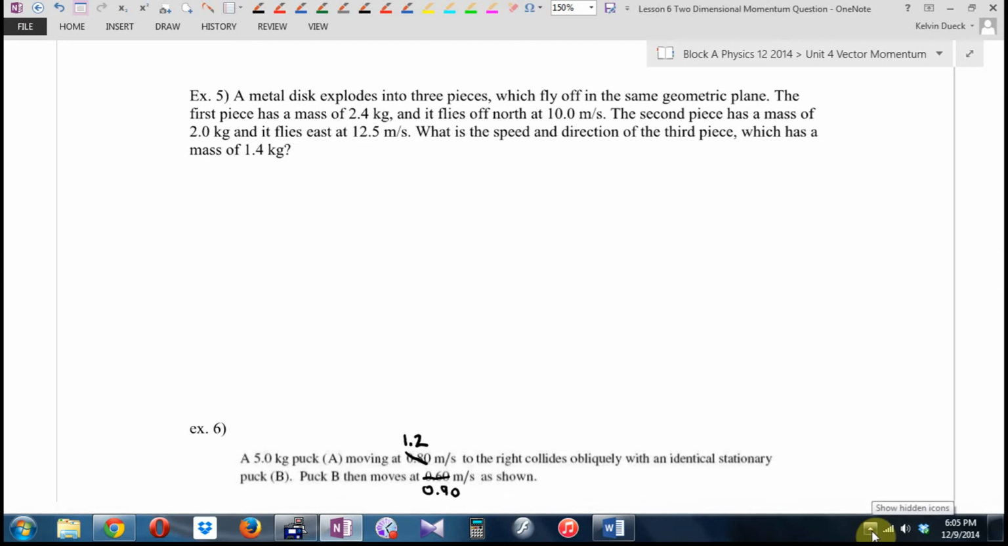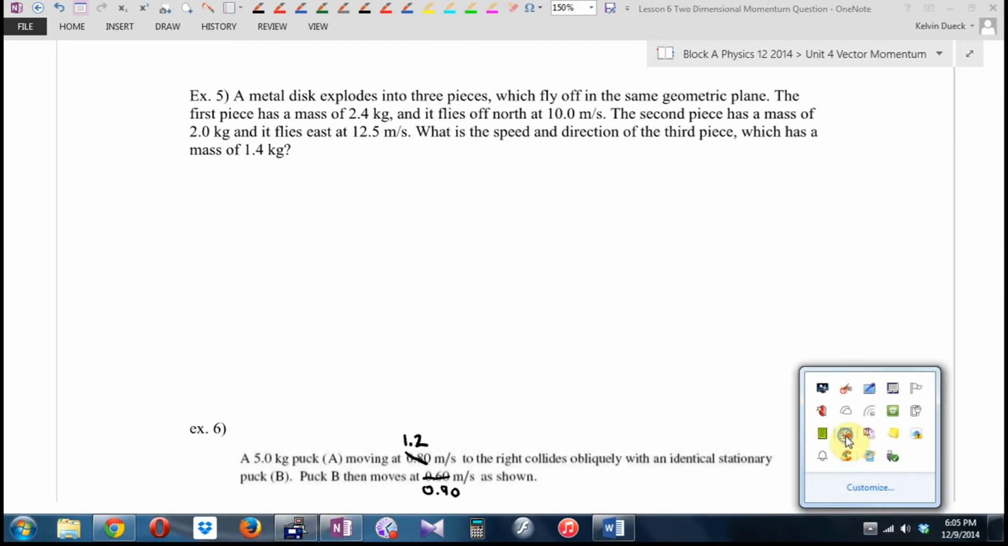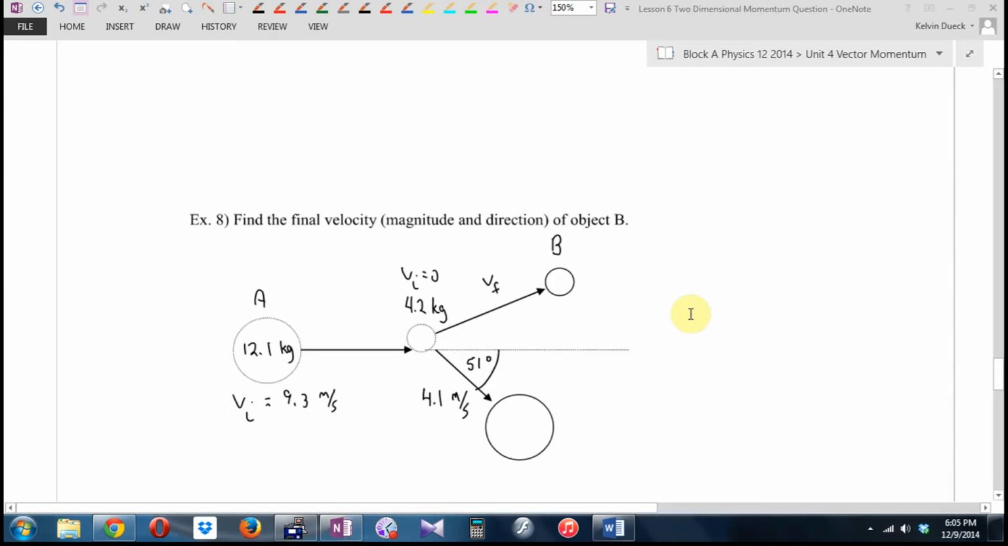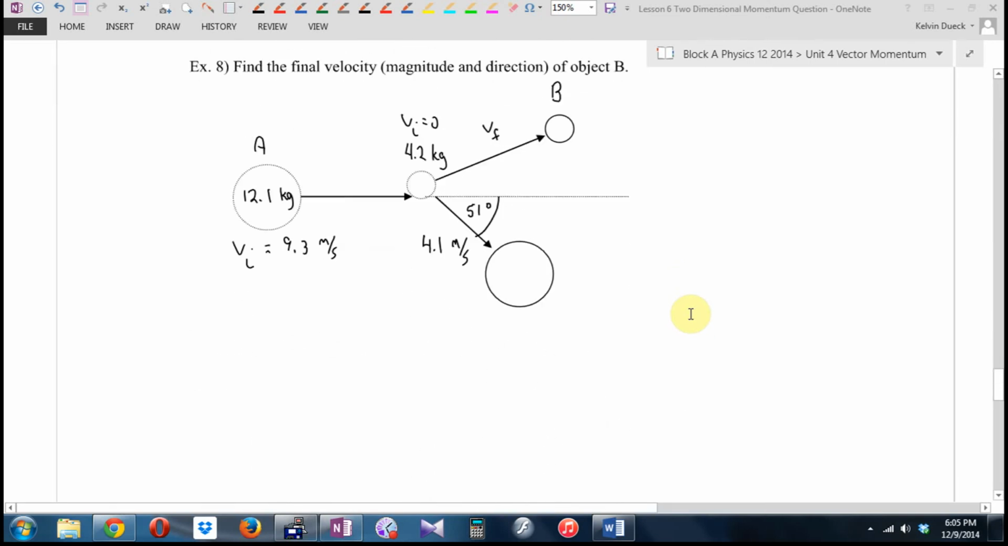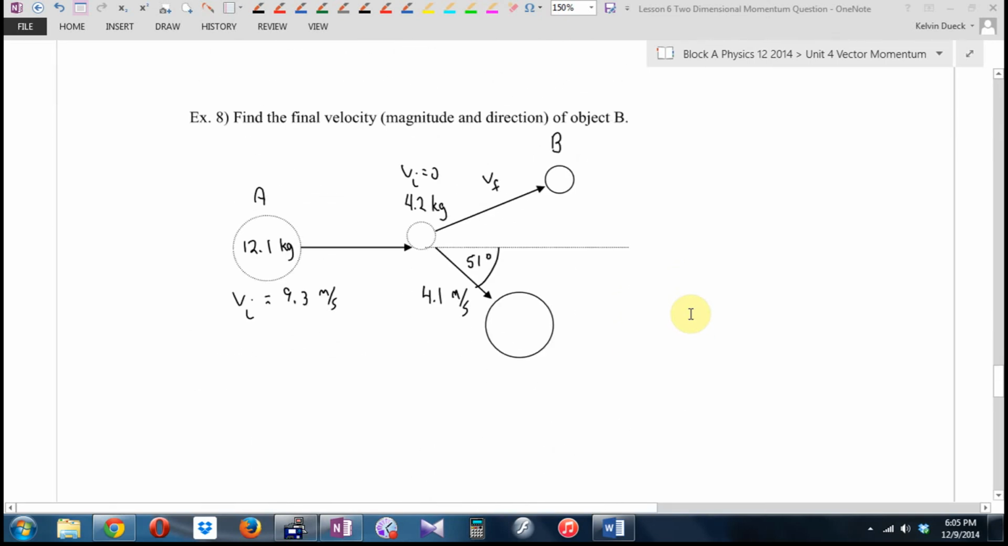I'm kind of thinking about changing the order of the examples here. Hang on. Yeah, first of all, turn to example 8, which is the last example before the homework. I like this question. Now, this is my hideous diagram. I was doing this on a computer. It says, find the final velocity, magnitude, and direction of object B.